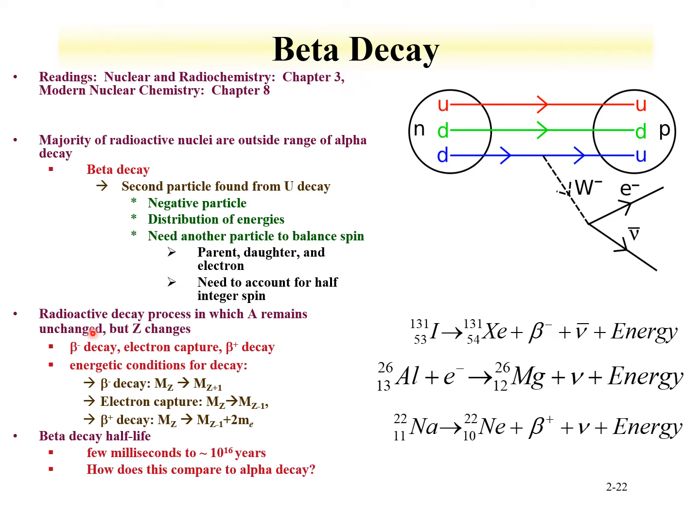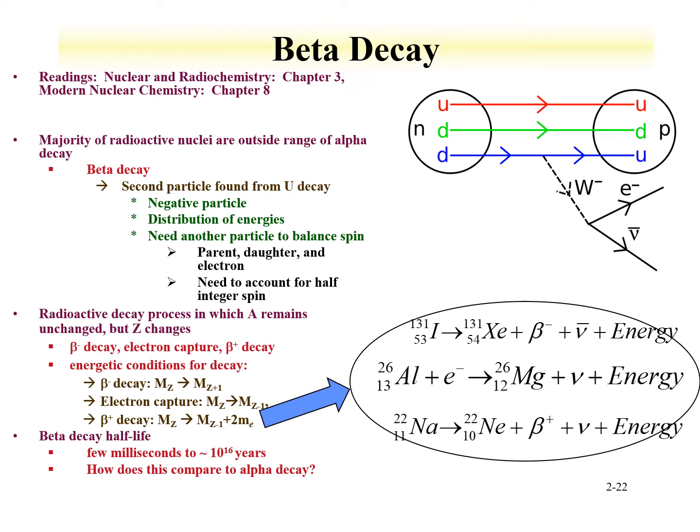So for beta minus decay, elements move up the periodic table. Electron capture and positron decay, they move down the periodic table. As we can see, there are examples of beta minus decay and electron capture. Beta minus decay, we're increasing the neutron number, A remains the same. Electron capture, we're decreasing the neutron number, A remains the same. And positron decay, we're decreasing the neutron number, A remains the same.